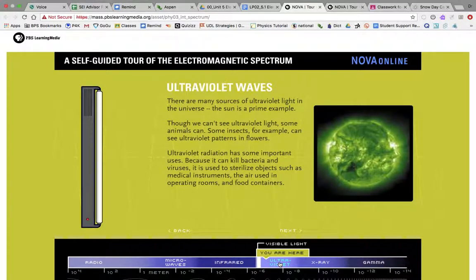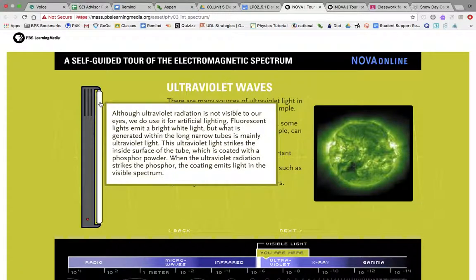Ultraviolet light is higher energy light. This comes mostly from the sun, although we can make ultraviolet light using machines and various devices. Ultraviolet light is used to kill bacteria and to kill viruses. So if we want to make water safer to drink, we can use ultraviolet light to kill the bacteria and to kill the viruses. It is used for sterilization.